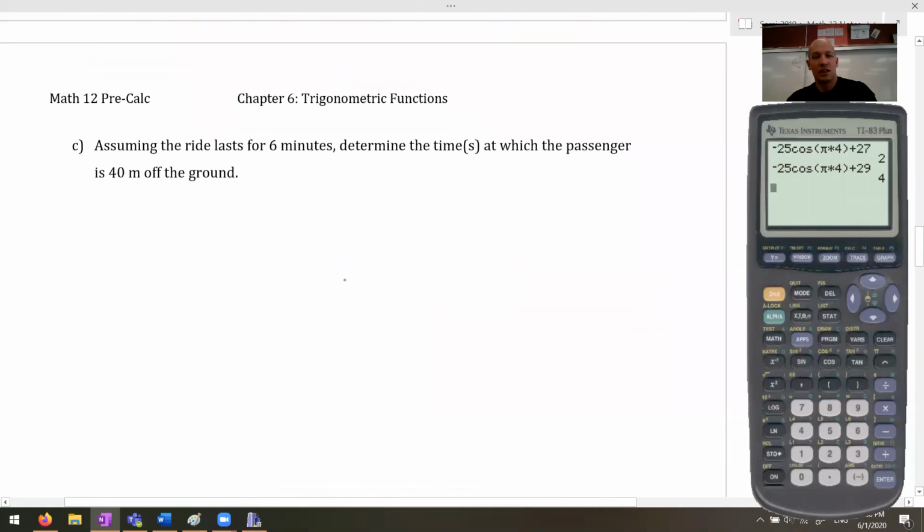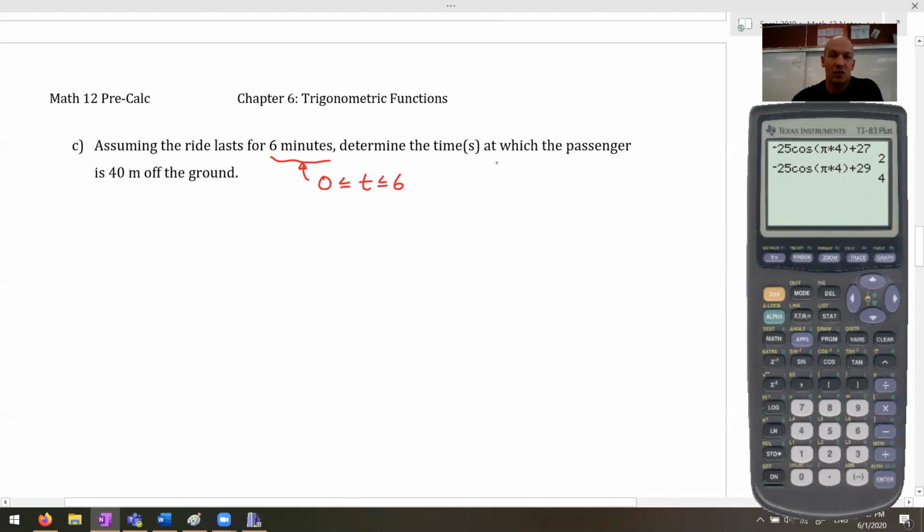Okay, so part C says, assuming the ride lasts for 6 minutes, determine the times at which the passenger is 40 meters off the ground. This is actually a fairly challenging question, so let's first figure out some things. The ride lasts for 6 minutes. This is going to restrict my domain, so that t is between 0 and 6.